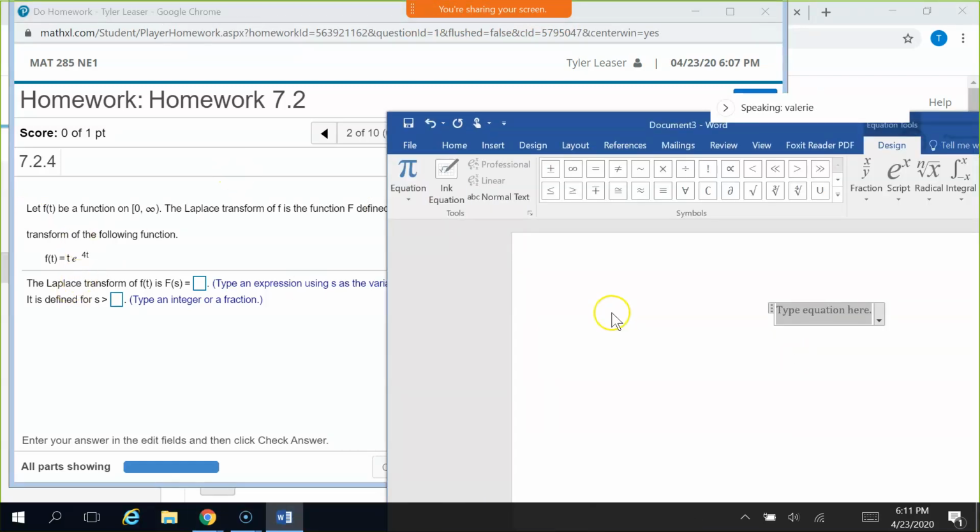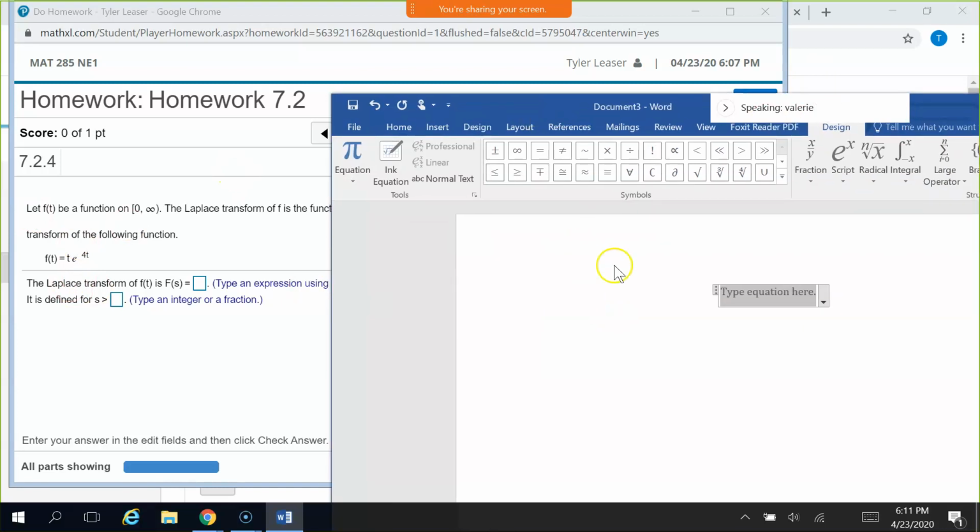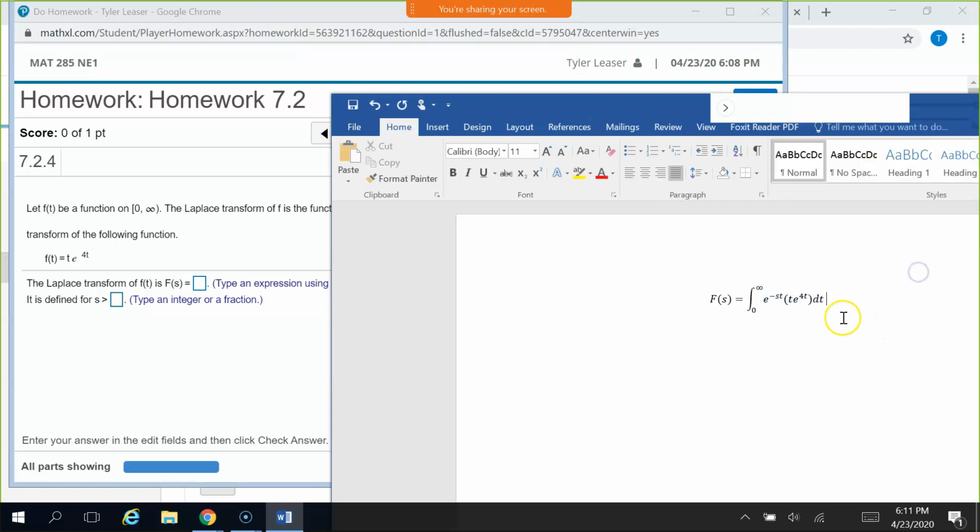So the t e to the 4t, and we're trying to find the Laplace transformation of that. The formula for it is the integral from 0 to infinity of e to the negative st times the function, so t e to the 4t dt. What's going to happen is that the t's are going to integrate out, and you're only going to be left with s's, which is why we call the Laplace transform a function of s.